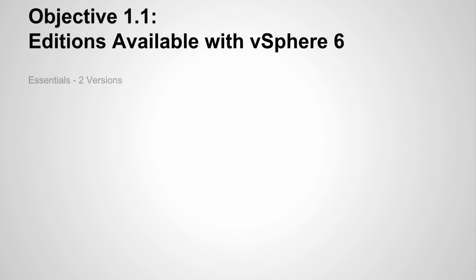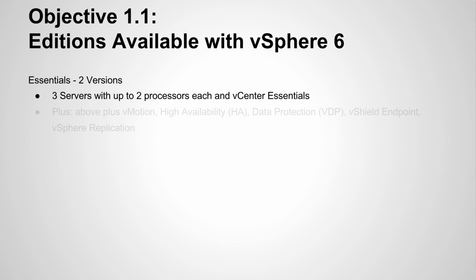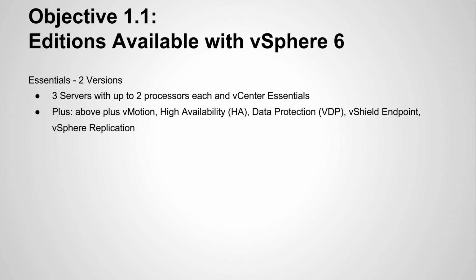No worries. All right, so starting off with Objective 1.1, we're going to be looking at the editions available to vSphere 6. There's a bunch of versions, a wide variety of features. First off, we're going to be looking at the Essentials kits. These are aimed at the small business level and are limited to vCenter Server Essentials, as well as up to 3 servers with up to 2 procs each. So actually the regular kit's main feature is just the centralized management of your hosts offered through vCenter Essentials.